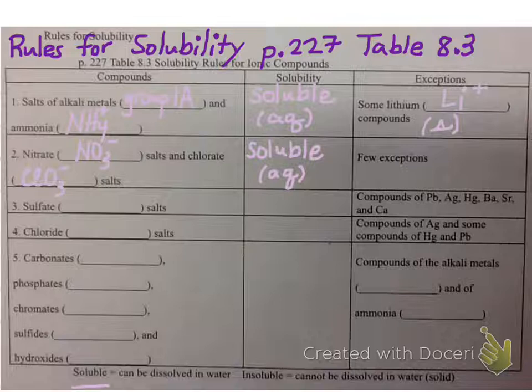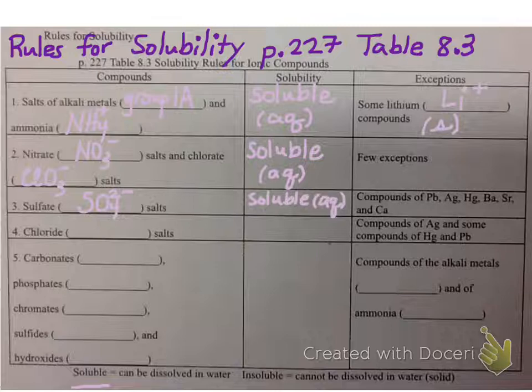Rule number 3 is sulfate salts. Remember, sulfate is SO4 with a -2 charge. So salt means you're looking for a compound that has sulfate in it. Okay? And sulfate salts are also soluble, which means you're going to put aqueous for their state of matter.